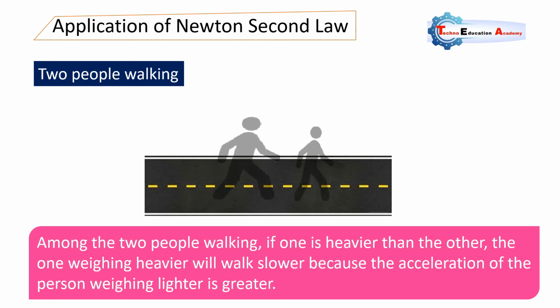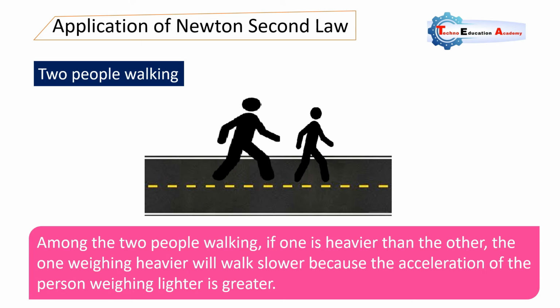Okay, so here we are considering two people. One is lightweight and another is heavyweight. Among the two people walking, if one is heavier than the other, the heavier person will walk slower because the acceleration of the lighter person is greater. So we know that F equals ma. Whenever the mass of the object is less, its acceleration is more.